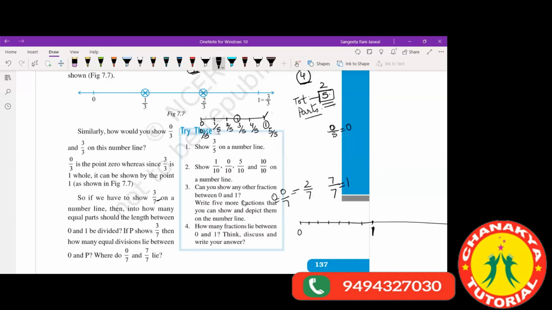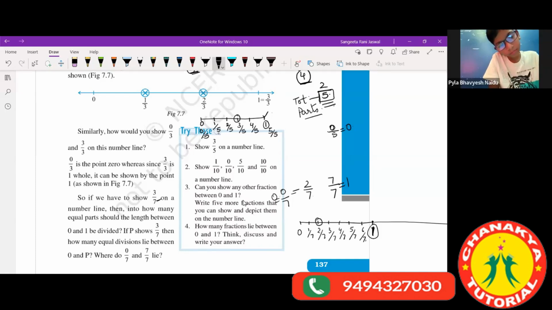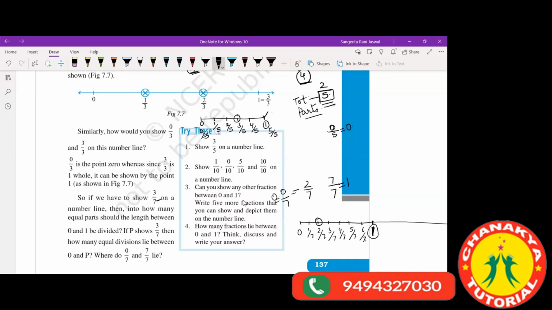Since it is 7 equal parts, from 0, then 1 by 7, then 2 by 7, then 3 by 7, then 4 by 7, then 5 by 7, then 6 by 7, and 7 by 7 is of course 1 only. So where is 2 by 7 on the number line? It's here. Do you understand this?